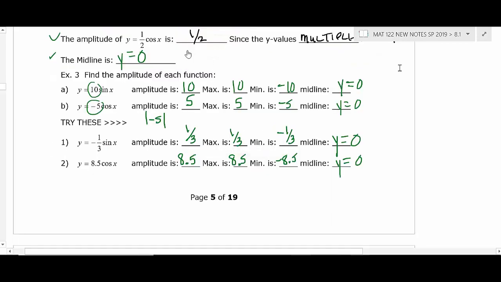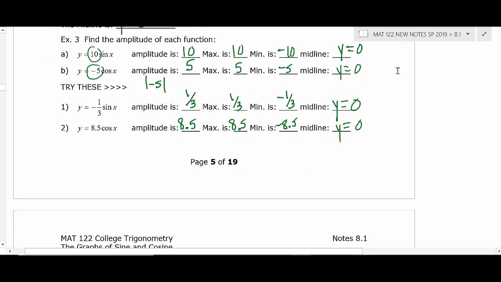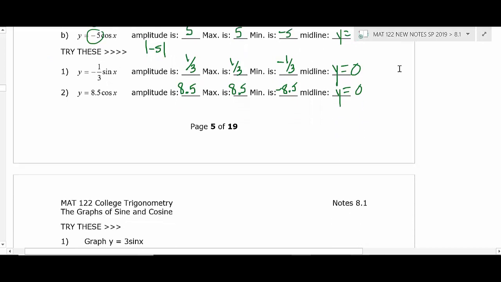Okay, so I've worked them all out. Let's just go through and check your work. If everything's good, then you're good to go with the beginning of graphing a sine and a cosine. Okay, and then in the next parts of the video, we'll look at other types of things. So you should have got amplitude of a third, max a third, min a -third, y equals 0. The midline's y equals 0 always for now. That'll change once we start moving our graphs up and down.